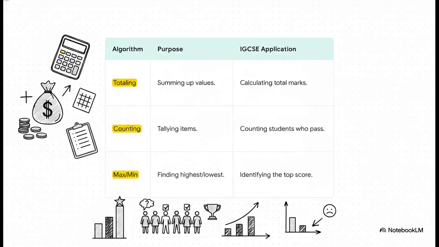First, the fundamentals. You will almost certainly be asked to do one of these three things with a list of data. Totaling, which is just adding up a bunch of values. Counting, where you tally up how many items meet some rule, like students who passed. And finding the max or min value, like identifying the highest score in the class.